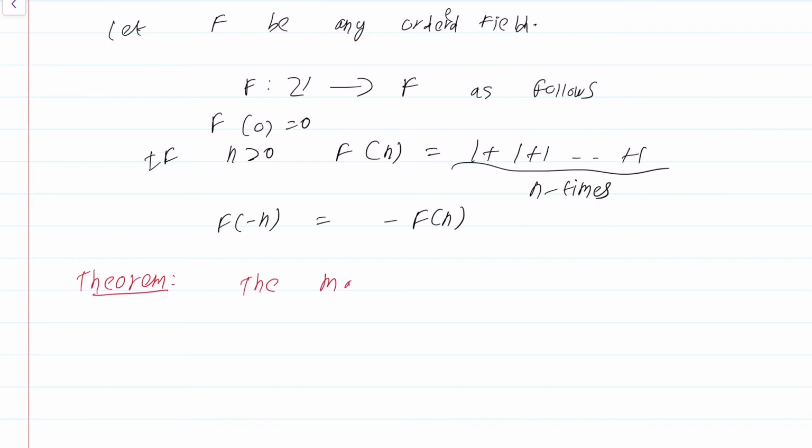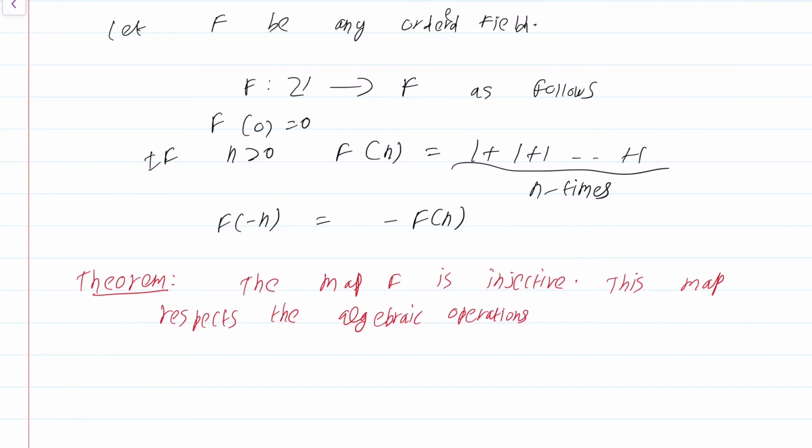The map f is injective. And not only is the map f injective, this map respects the algebraic operations. What do I mean by this map respects the algebraic operations? Well, this is where a bit of abstract algebra is required, but let me just give an ad hoc definition. It just means that for all m, n in Z, f of m plus n is equal to f of m plus f of n, and f of mn is f of m times f of n.